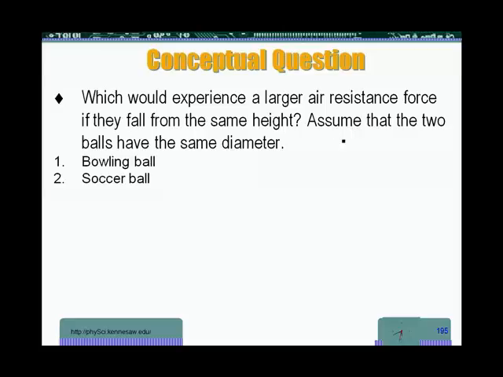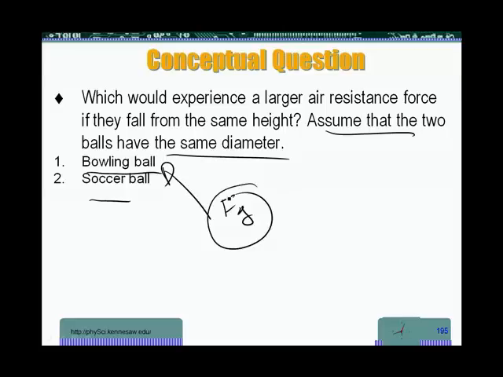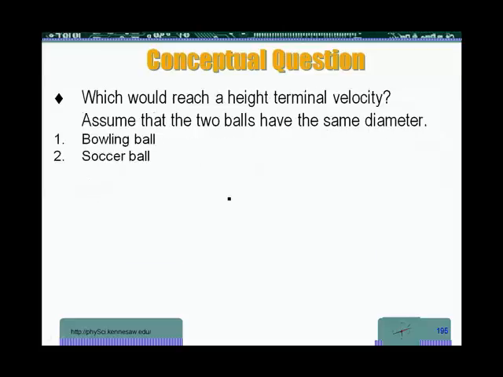Again, here, what if they have the same diameter? We have two spheres, same shape, same diameter. Which one will experience a higher air resistance force? A bowling ball or a soccer ball? And the same answer applies. The bowling ball has a larger mass, so it's going to experience a larger gravitational force. Because of that, it's going to take much longer for the air resistance force to catch up with this gravitational force, to balance that gravitational force. So it means we reach a higher air resistance force and a higher terminal velocity.